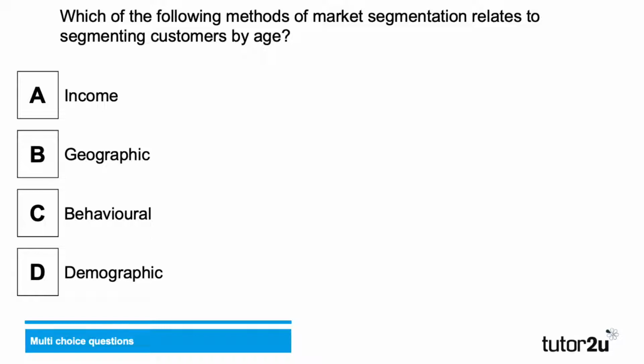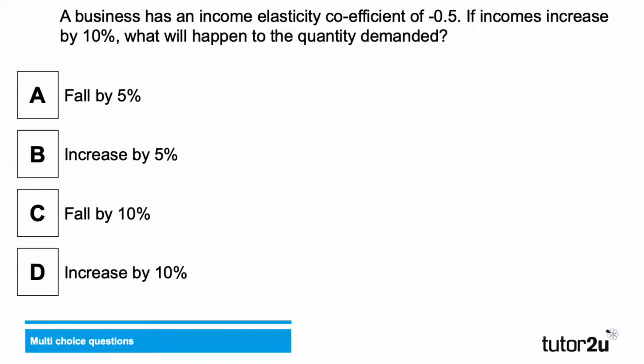Next multiple choice question. Which of the following methods of market segmentation relates to segmenting customers by age? Income is A, geographic is B, behavioral is C, and demographic is D. You just need to choose which one is the correct answer. Pretty quick in with the answers again here, and more agreement on this. Let's look at the answer again, please, Jim. Thank you. It is demographic. It was D again.